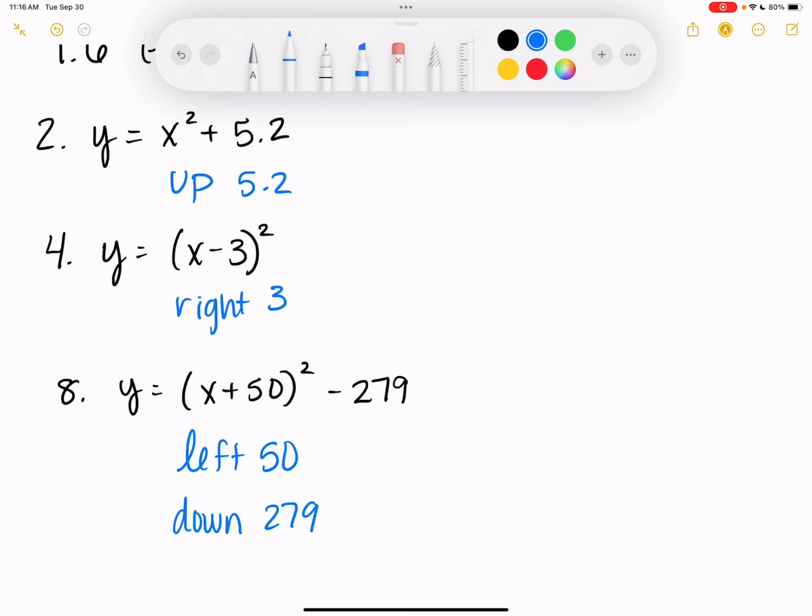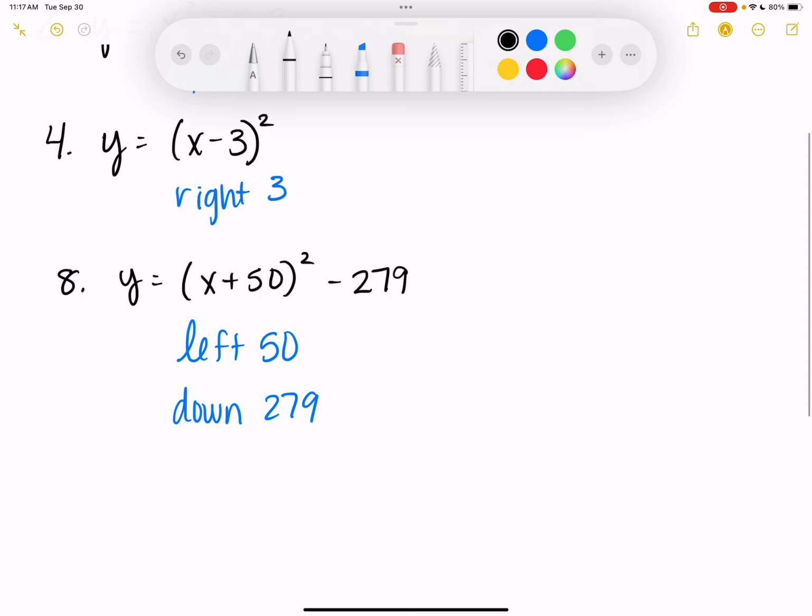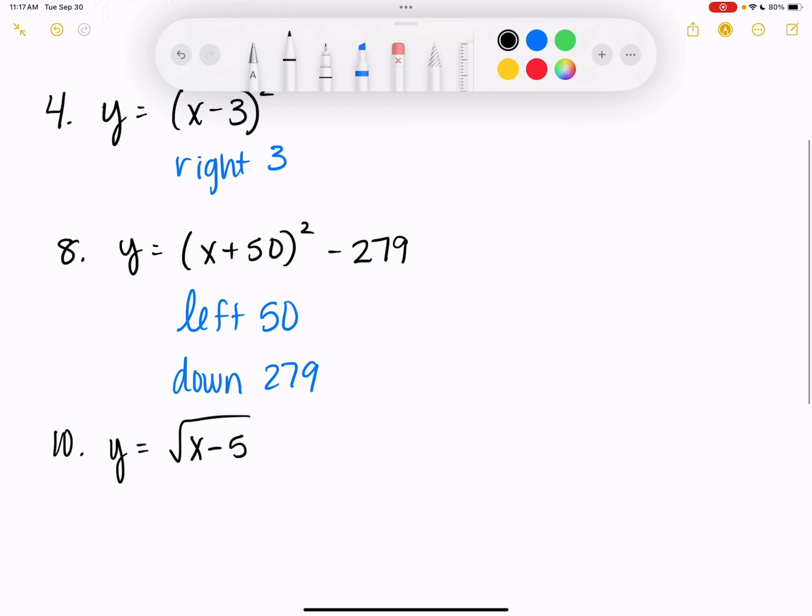All right, so like I said, obviously these should be kind of familiar. We did a little bit with these last year. The next ones want us to describe how the graph of y equals the square root of x can be transformed into the following. So number 10, y equals the square root of x minus 5. Anything inside the radical would be just like inside the parentheses on another problem. So yep, this one's going right 5.